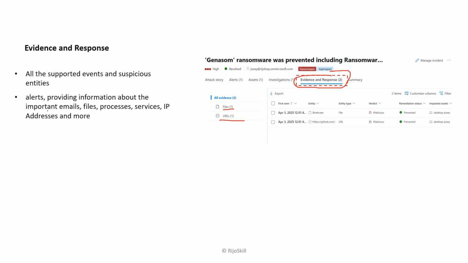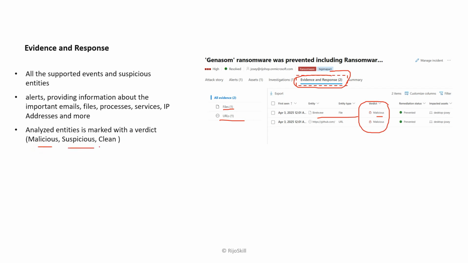Alerts provide information about the important email, file, process and IP address. So how does this alert look? You can see here file, malicious, verdict. Unless an entity is marked with a verdict: malicious, suspicious and clean. So you can see this alert will be malicious and also suspicious and clean ones. So remediation status will also be displayed here, prevented or like this. This is the evidence of the response.